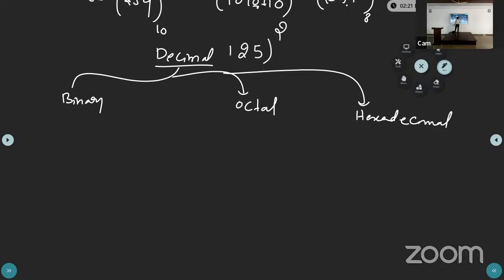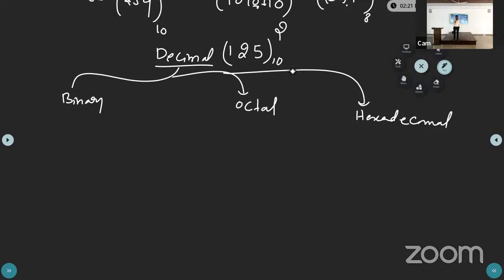Okay, 125. A simple number I will take. The decimal number I have taken is 125. That decimal number you can convert to binary, octal, and hexadecimal. Blindly you can remember the number system conversion.